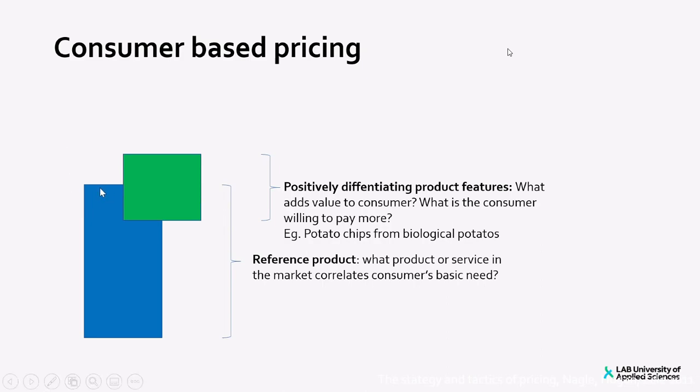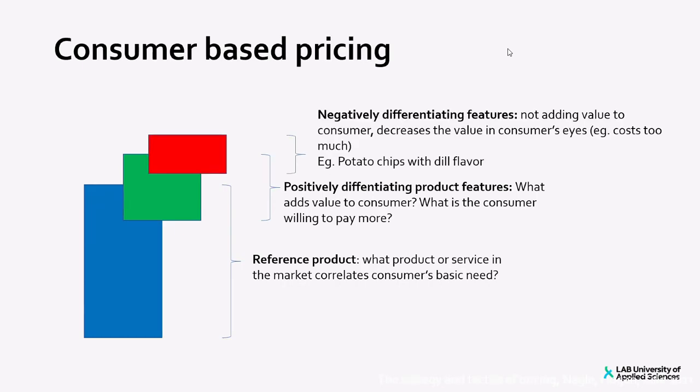So the blue one is the really basic potato chip. Then what are the things if you want something extra? There could also be some features that impact negatively. For example, some chips have a dill flavor, and this consumer doesn't want that much dill flavor, and the dill flavor is actually costing even more, and then the consumer is like, no, I don't want to pay extra to get a flavor that I don't want.